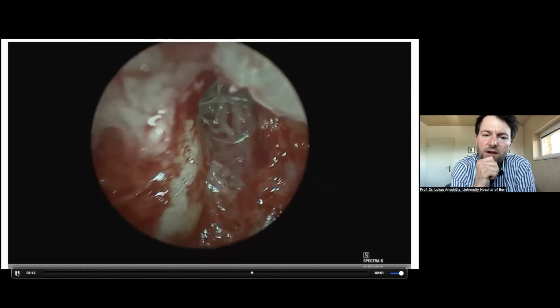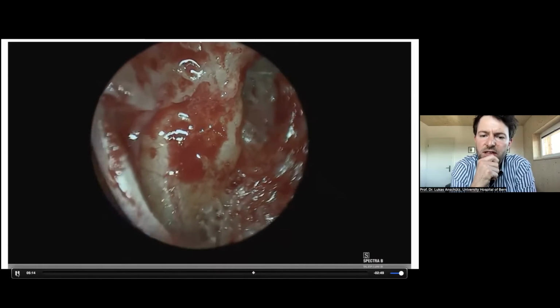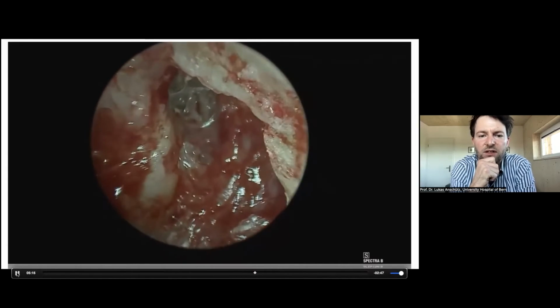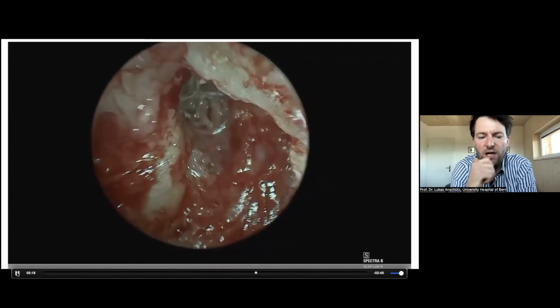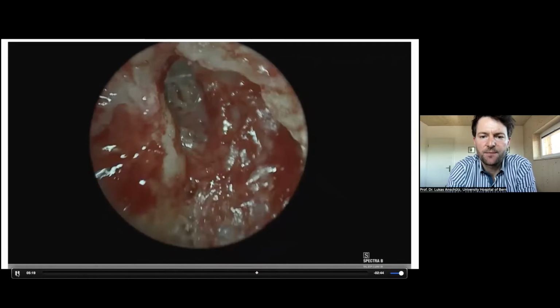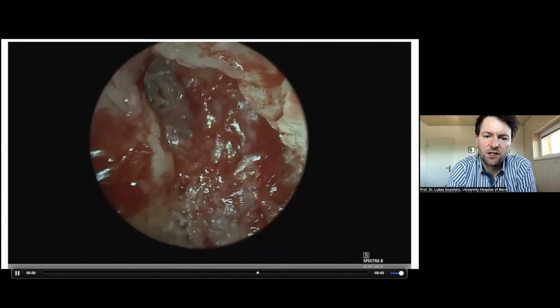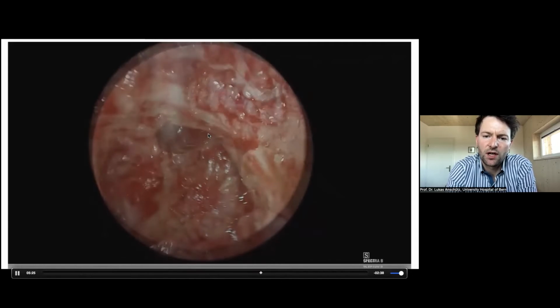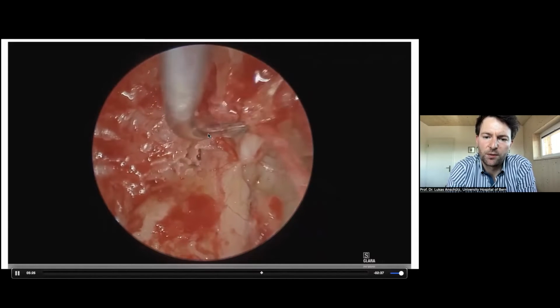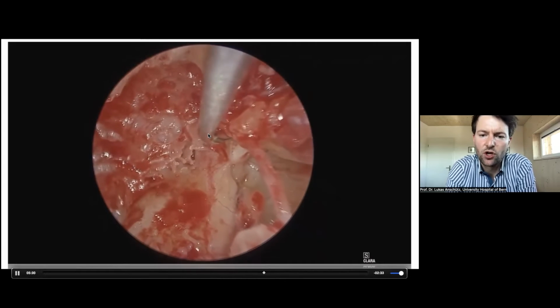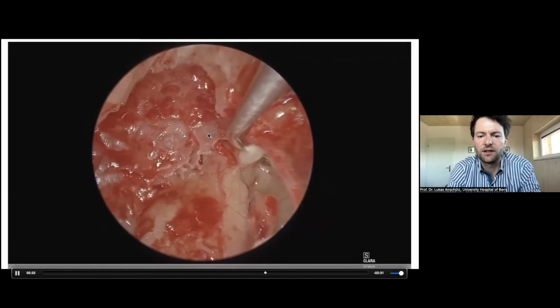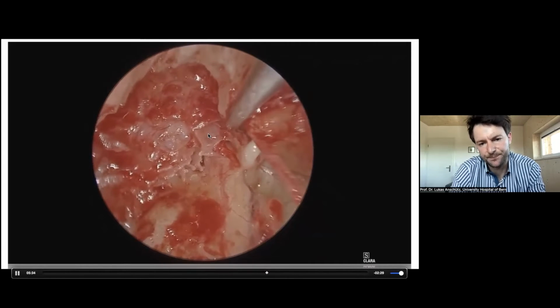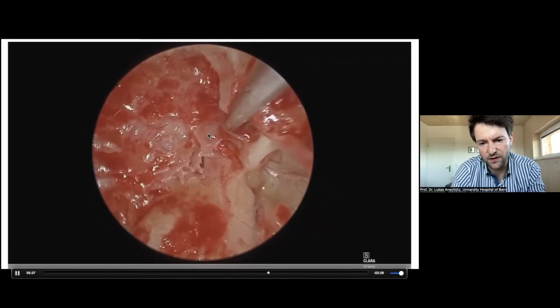Now I use some narrowband imaging. This is a digital image enhancement technology to see if we have some more cholesteatoma. And you can see all this tissue is probably granulation tissue. And finally, I open up the tensor fold to improve the ventilation for the healing, a good healing process.